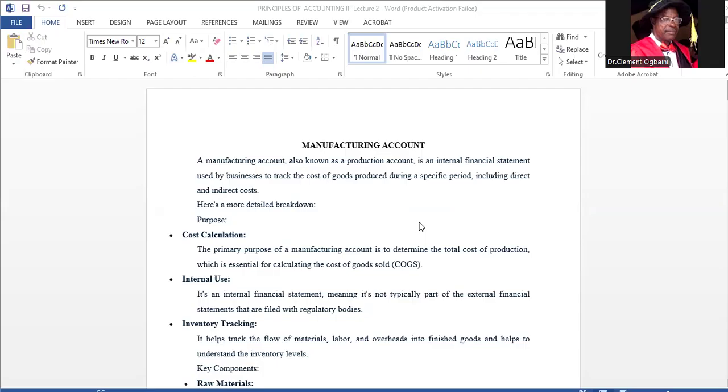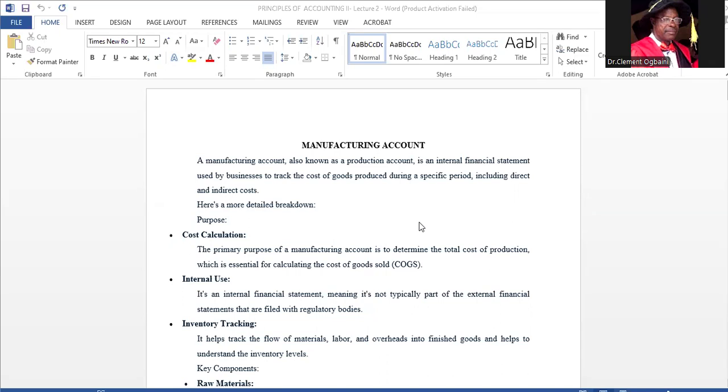So now, what is manufacturing accounting? Manufacturing account, also known as production account, is an internal financial statement used by businesses to track the cost of goods produced during a specific period, including direct and indirect costs.